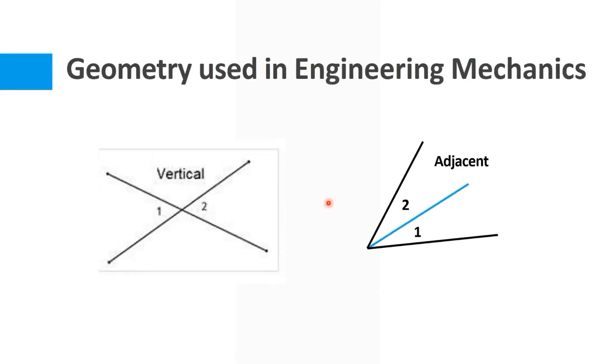Then we have some other angles as well. For example, if two lines are passing through each other, the angles opposite to each other will be known as vertical angles. Here you can see there are 3 lines, and this line makes an angle with this line and also makes an angle with this line. So these two angles will be known as adjacent angles.